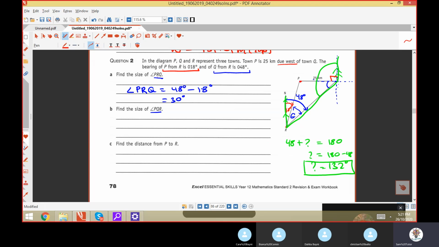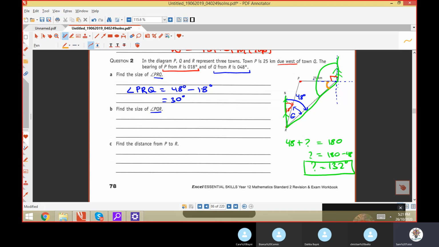So to find the size of PRQ, do you know how to solve that? That's just 48 minus 18. Yeah, I got that part. Okay, sweet. We can continue from there. Now we have to solve for PQR, which is only this orange part. Let's color code that properly. It's orange, okay? We're only concerned about that part there.